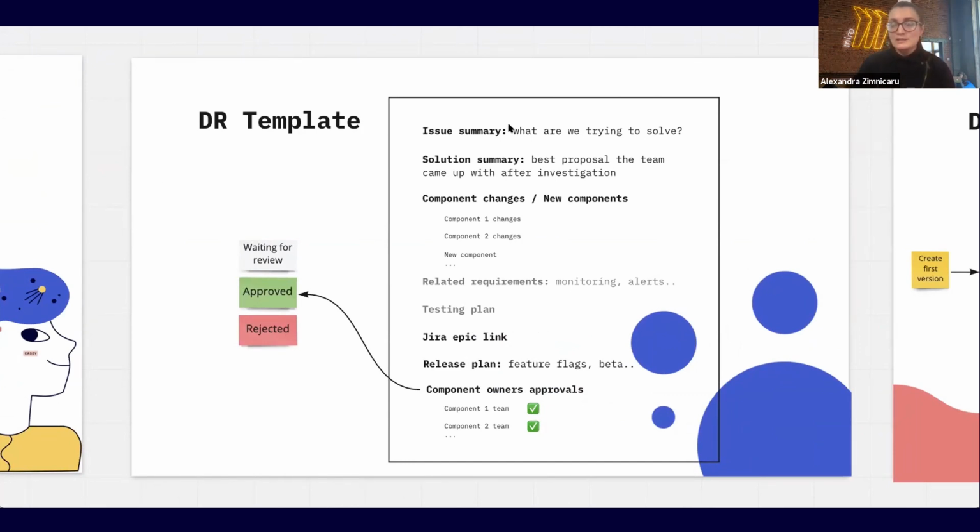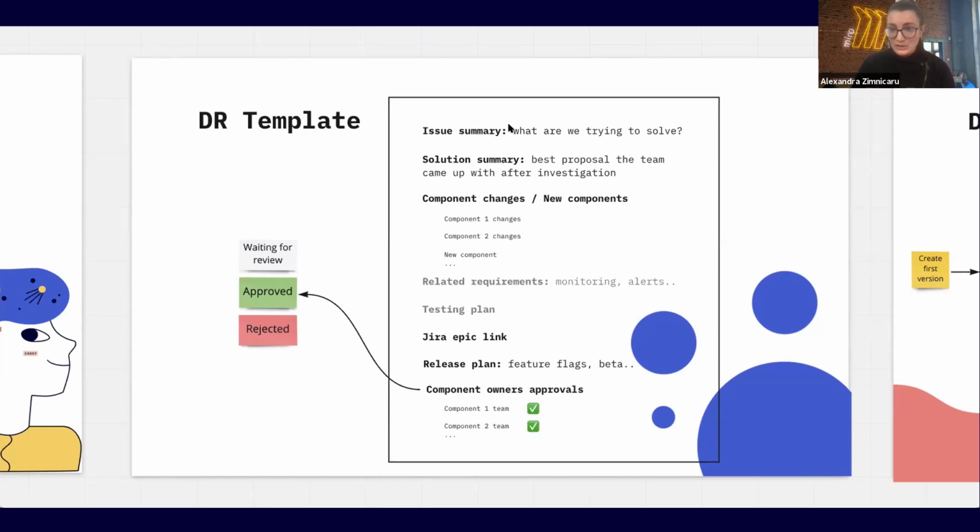And here we differ a little bit from other DR practices where sometimes more solutions are being proposed and eliminated one by one according to goals, because usually we only propose one solution, the best one we were able to come up with after investigation. Then we also have the actual component changes, and here we often find code snippets or diagrams with explanations.